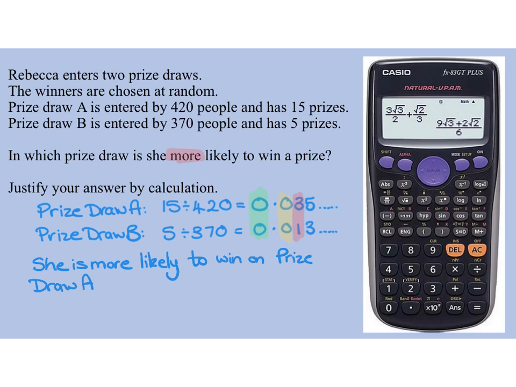Okay, so I've started to write my sentence here. She's more likely to win on prize draw A. So I just need to finish it off by using my 2 numbers now. Okay, and that's me finished my sentence now, because 0.035 is bigger than 0.013.